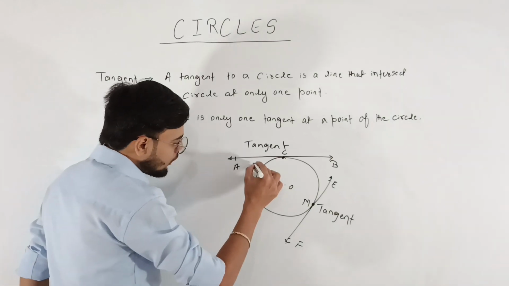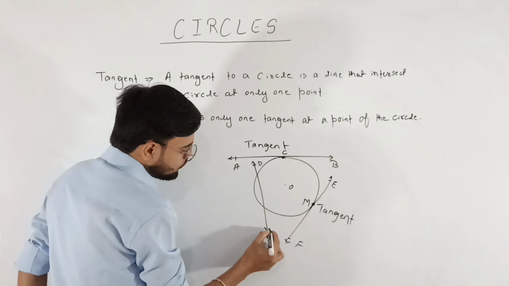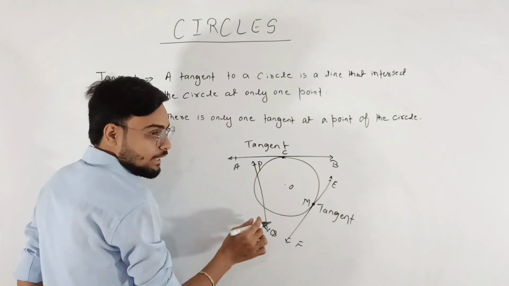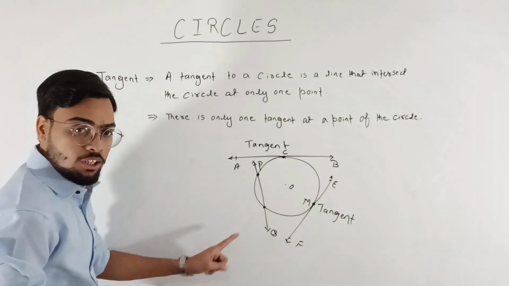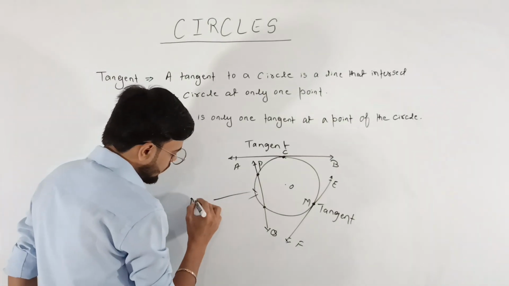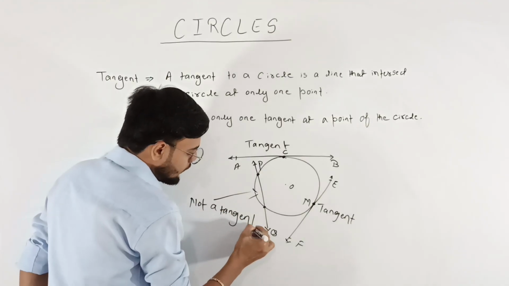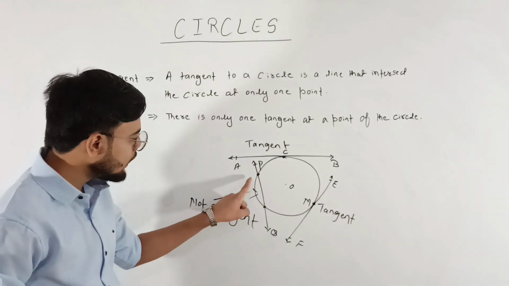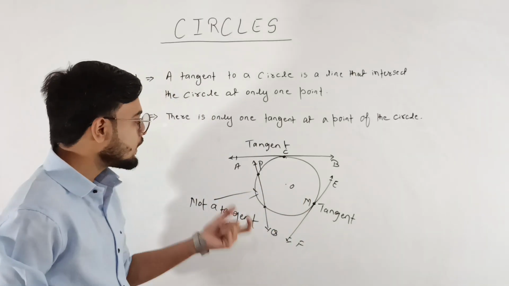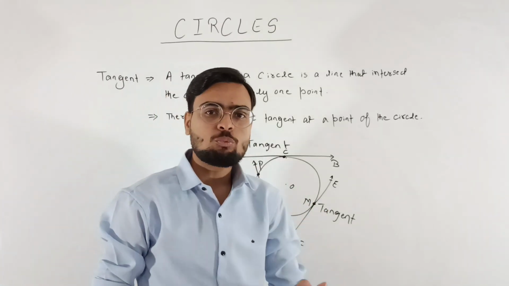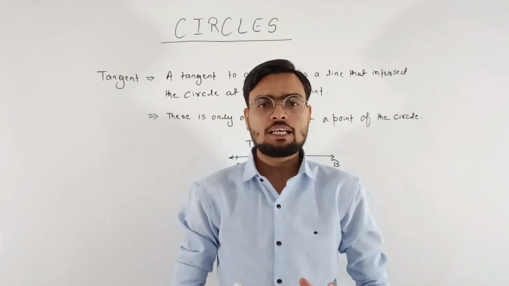If I draw a line like this, so this is my line PQ. Now look, PQ intersects this circle at 2 points. First point is here, second point is here. So PQ is not a tangent. Why? Because this line PQ intersects this circle at 2 points. Tangent is a line which intersects the circle at only one point. Then we say this line is a tangent. If a line intersects the circle at 2 points, then we say this line is not a tangent. Okay, I hope you all understand what is a tangent.